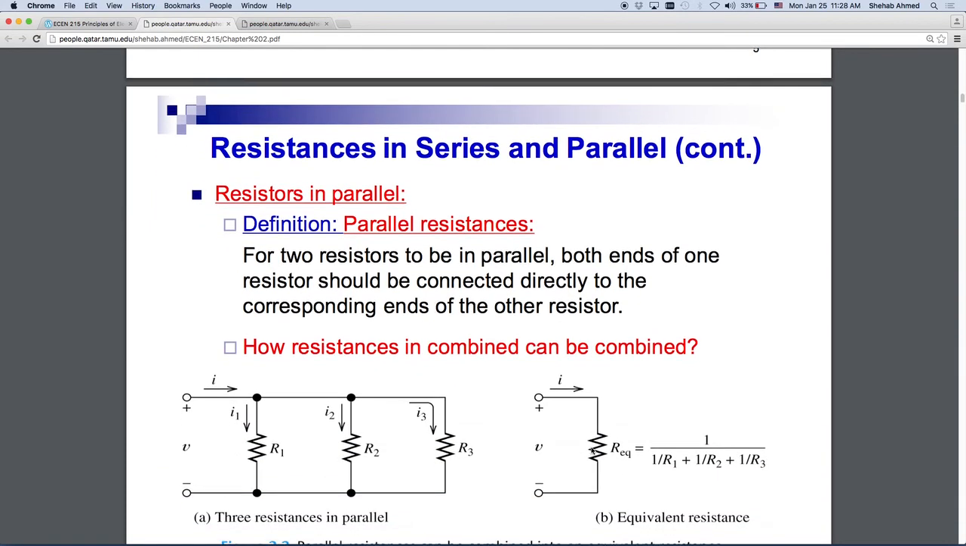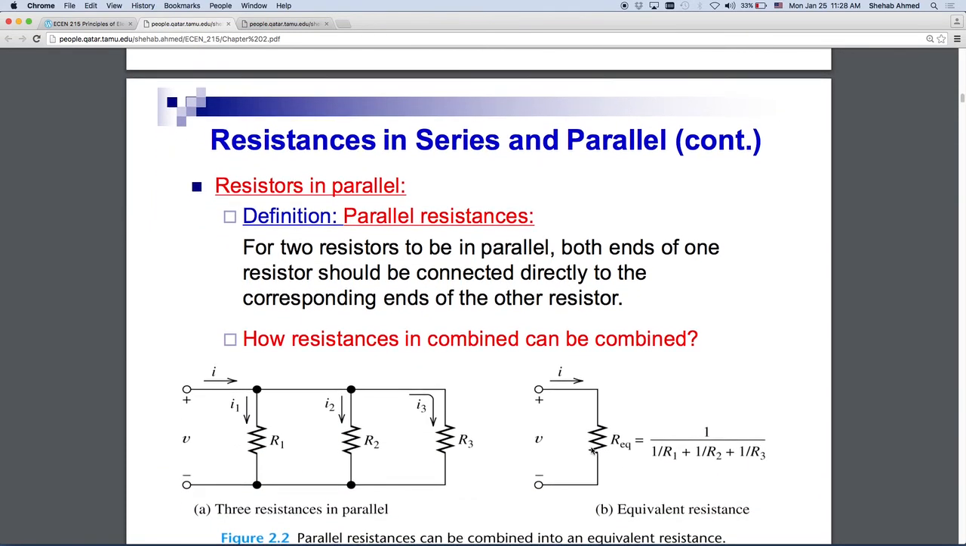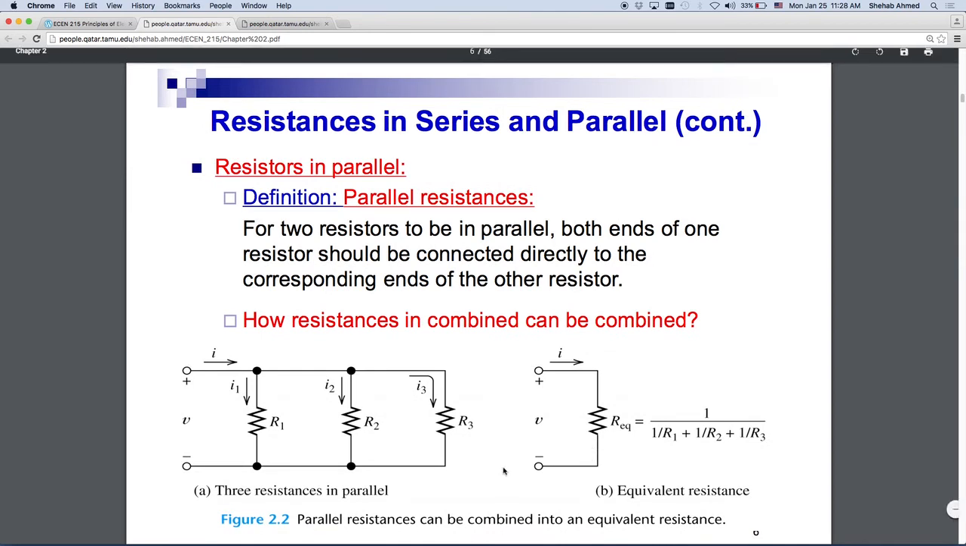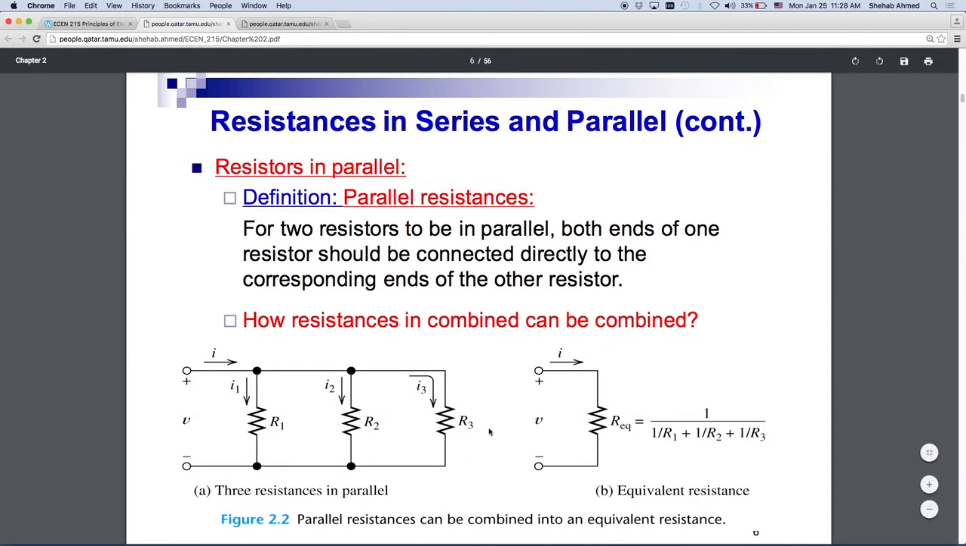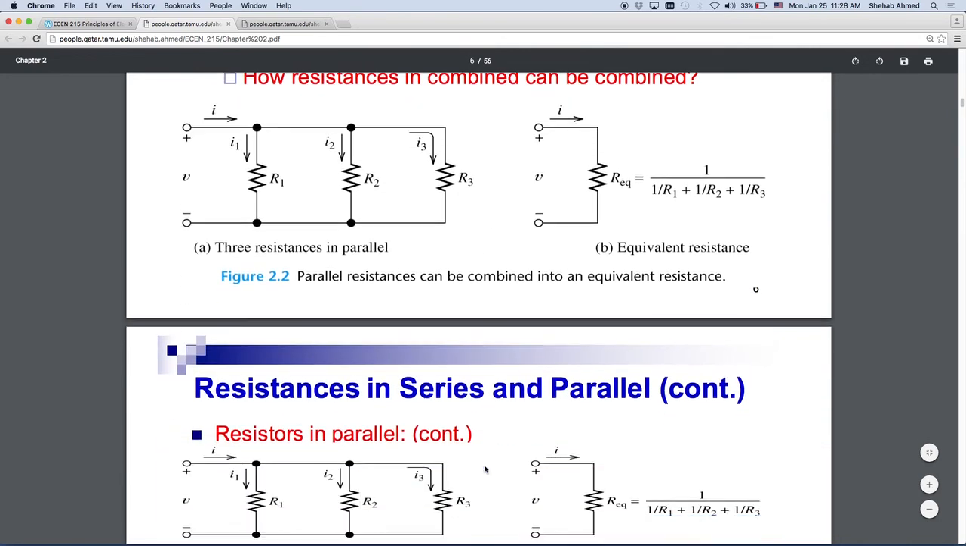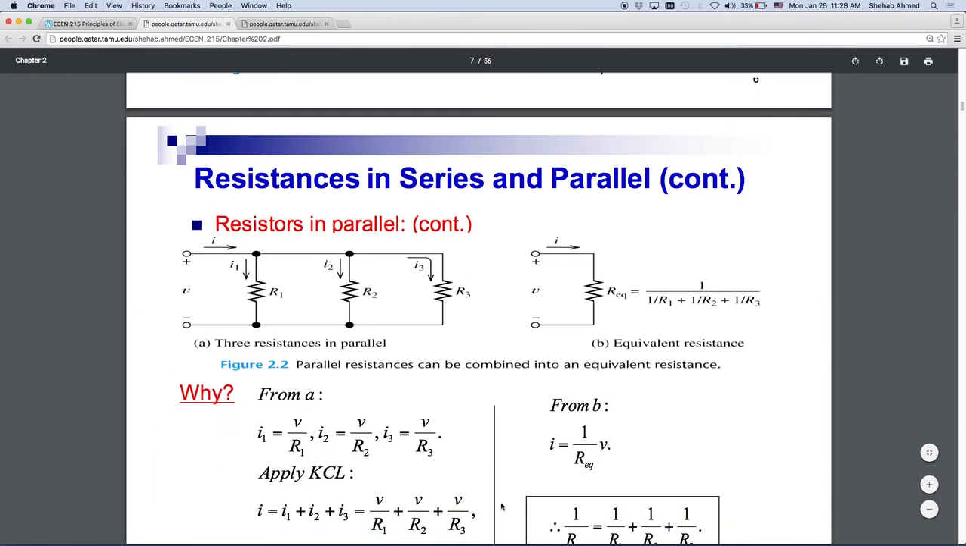Okay, resistors in parallel. We went through the analogy and we want to find a similar equivalent resistance. We will find that the equivalent resistance in this case is equal to 1 over the sum of the inverses of each of these resistors. And we will prove it in the next slide. So this will definitely be smaller than any of these resistors. So let's look at the proof on the next slide.